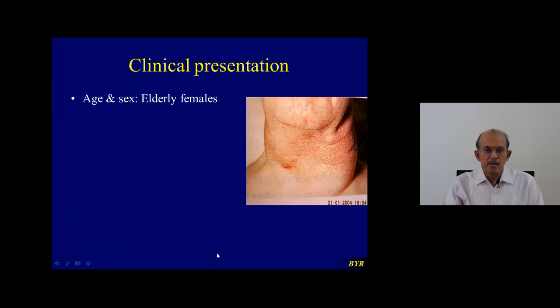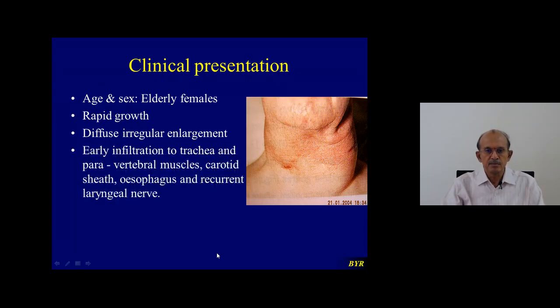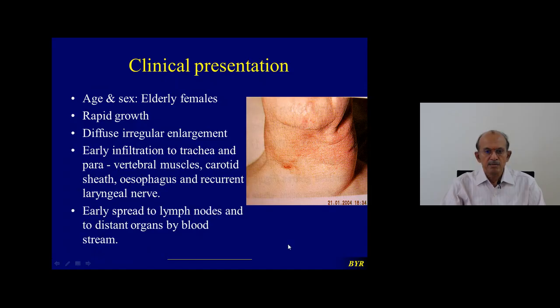Clinical presentation: elderly females. Because it is anaplastic, there is rapid growth. There is diffuse irregular enlargement of the thyroid gland. Early infiltration to the trachea and paravertebral muscles, carotid sheath, esophagus, and recurrent laryngeal nerve. So within months, you will find infiltration to these neighboring structures. Early spread to lymph nodes and distant organs by blood spread.